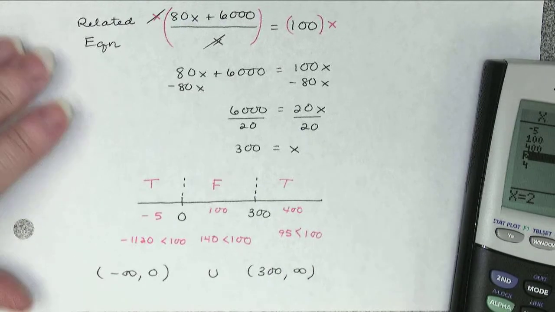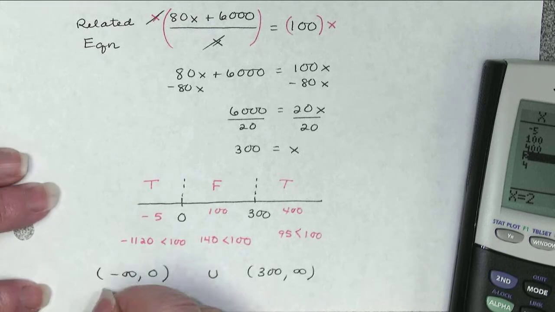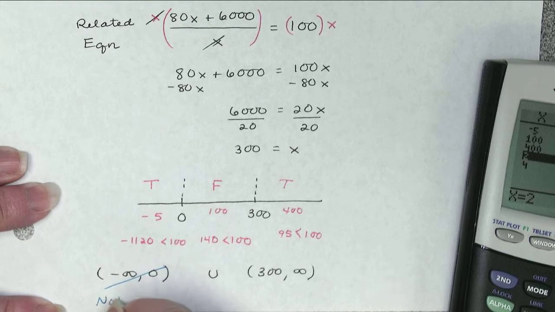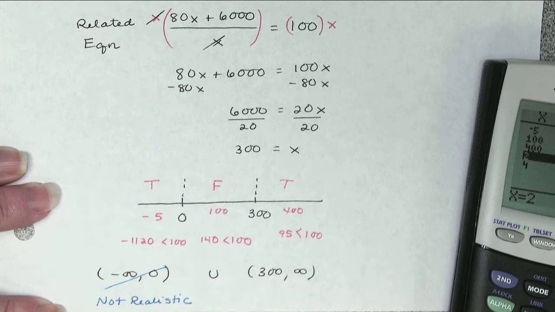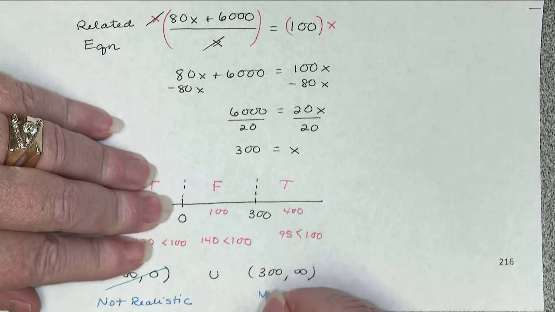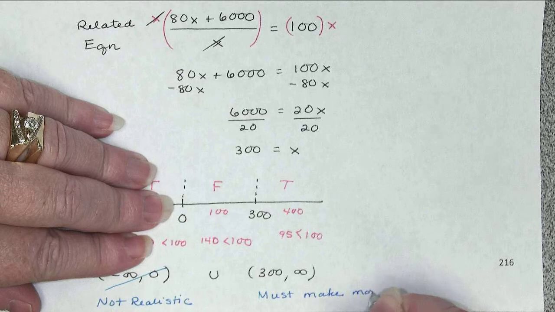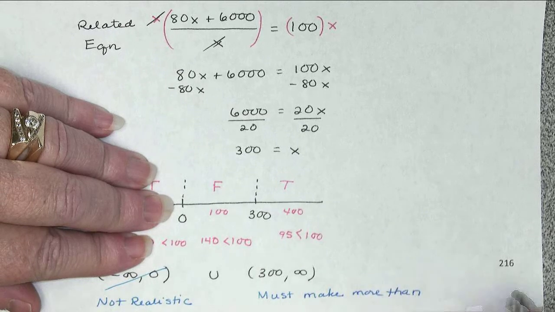Realistically, though, x is the number of phones, and I cannot make a negative number of phones. So even though that popped out as part of my solution, it's not realistic. And it looks like I need to make more than 300 phones to get the average cost below $100 a piece.